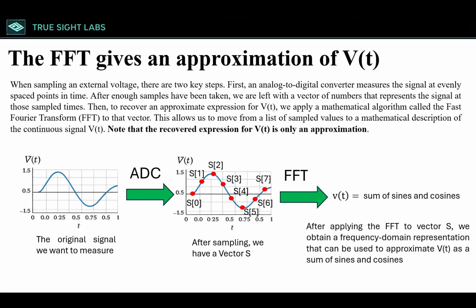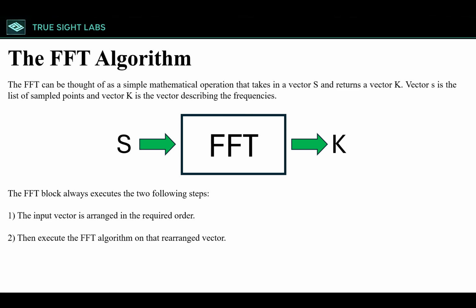Now let's talk about how the FFT algorithm works. The FFT algorithm is just a mathematical operation that takes in vector S and outputs a vector K. Vector S is simply going to be a vector of real numbers corresponding to the samples taken by an ADC. Then once we apply the FFT to that vector, we get a new vector, vector K, which contains the frequency components of the signal. So how does the FFT algorithm go from S to K? Well, there are two steps to do this. First, S must be reordered, and secondly, we must then apply the main algorithm to that reordered vector.